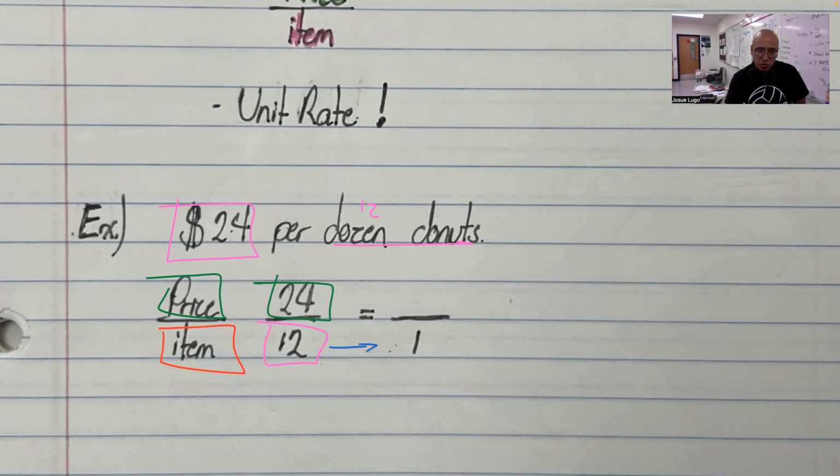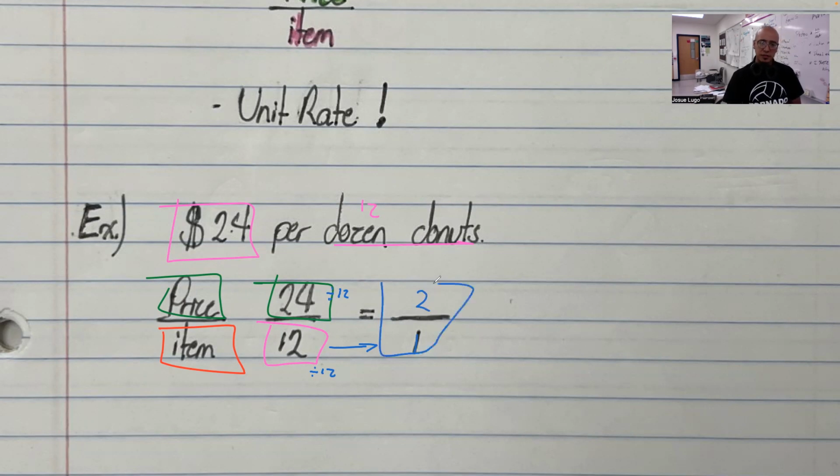So how do I get from that 12 to the 1? Well, divide 12 by 12. 12 divided by 12 is 1. So to keep the same rate, let's divide the numerator by 12 as well. And 24 divided by 12 will give me 2. So it's $2. That's the price per one donut.